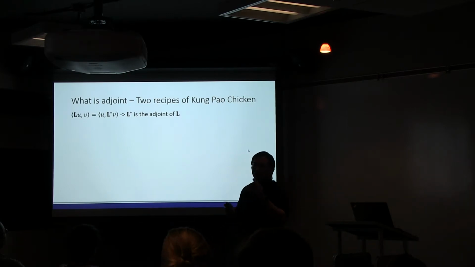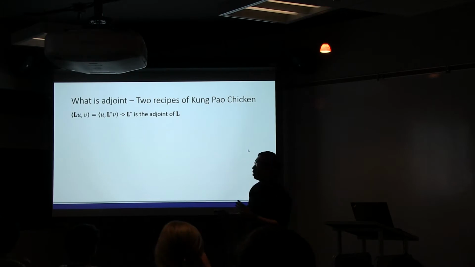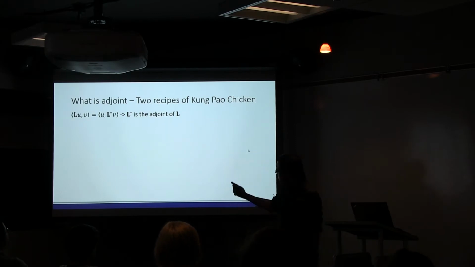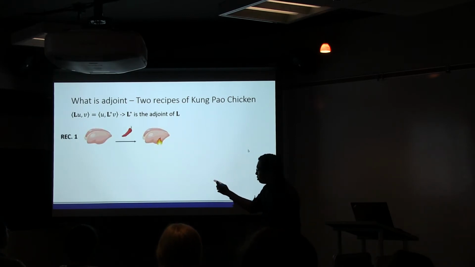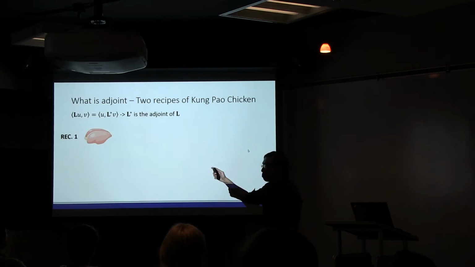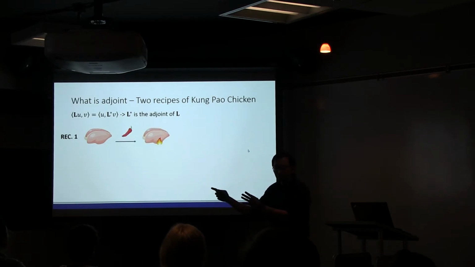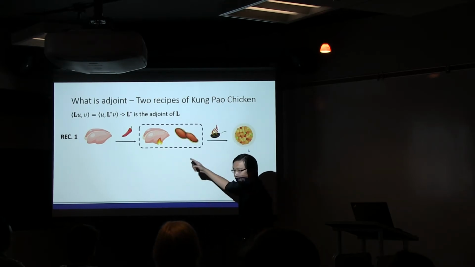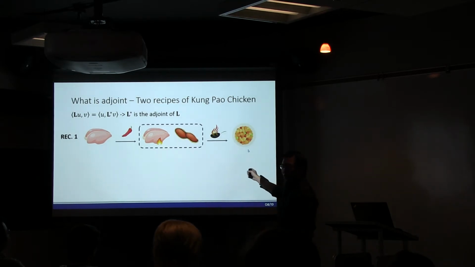So first, let's simplify this problem. Let's say Kung Pao chicken is just the stir-fried spicy peanut chicken. Okay? So recipe number 1, we start from some chicken and we marinate it with some spicy sauce, so the chicken becomes spicy chicken. And we stir-fry the spicy chicken with some peanuts, and we got this Kung Pao chicken.